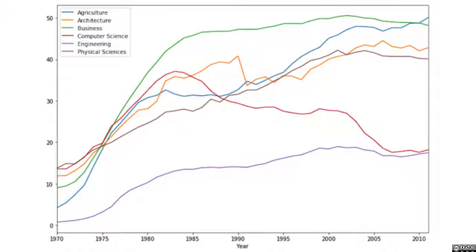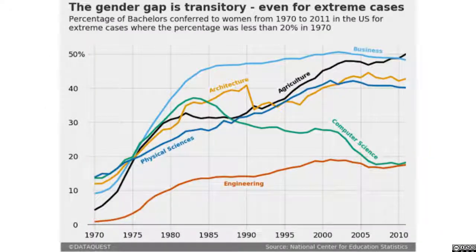So I have here plots. I have here the plot of, I believe this is income changing over time, or perhaps number of people over time. Sorry, I was totally wrong. Let's see, percentage of bachelor's degrees conferred to women between 1970 and 2011. Okay, and so we see here that we have some lines.